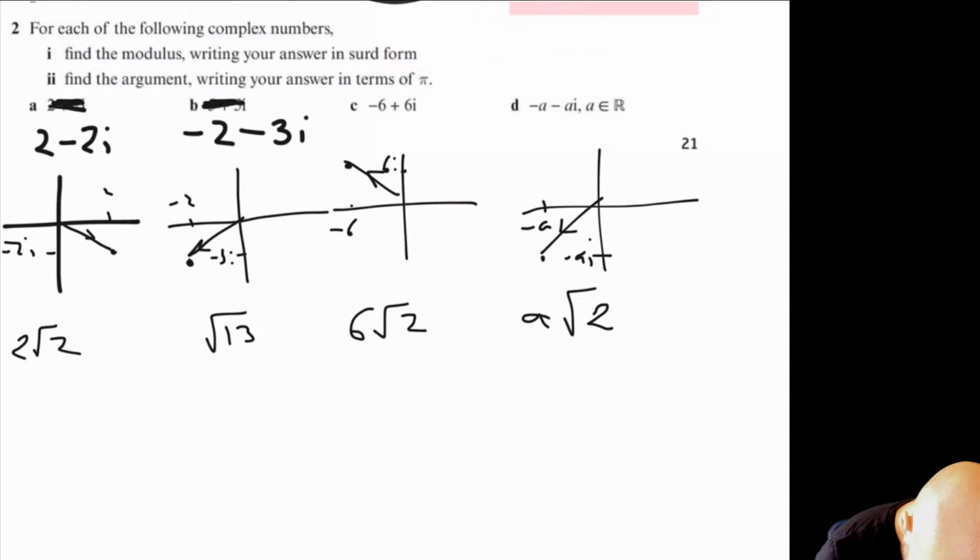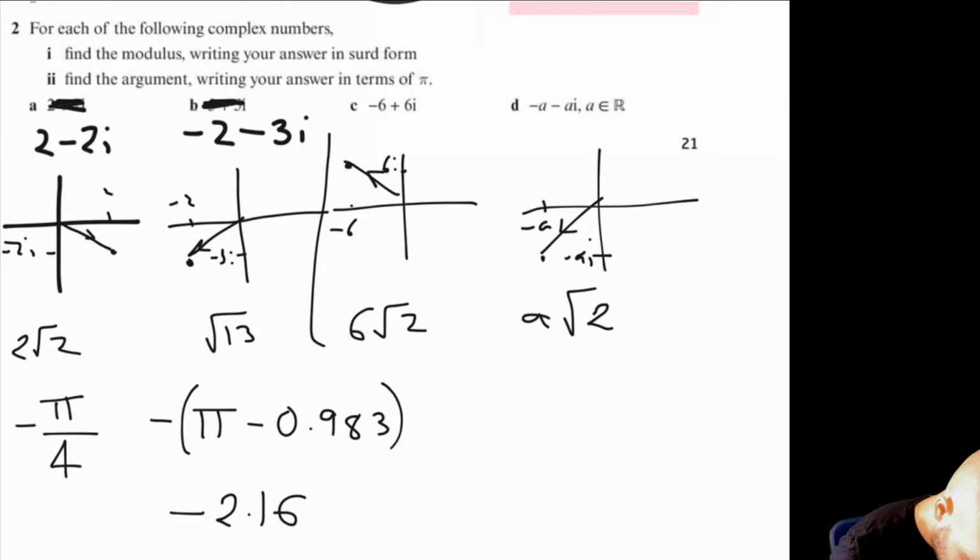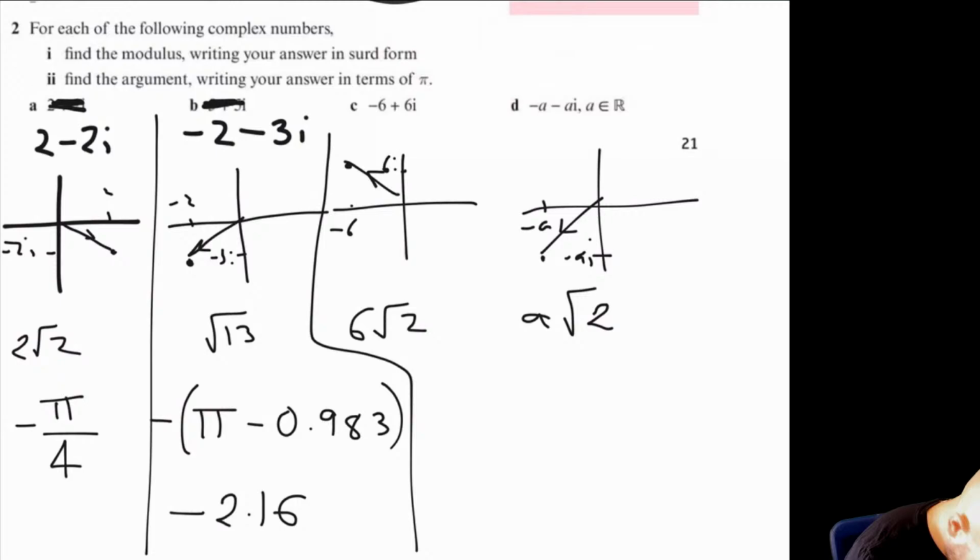And then let's find the arguments. So real fast, let's do tan to the minus 1. 2 over 2, so we get minus pi by 4. 3 over 2. So that's going to be pi minus lots of pi, take 0.983. So minus 2.16. This one's going to be tan to the minus 1 of 1. So that's going to be 3 quarters pi. And the last one is going to be minus 3 quarters pi.